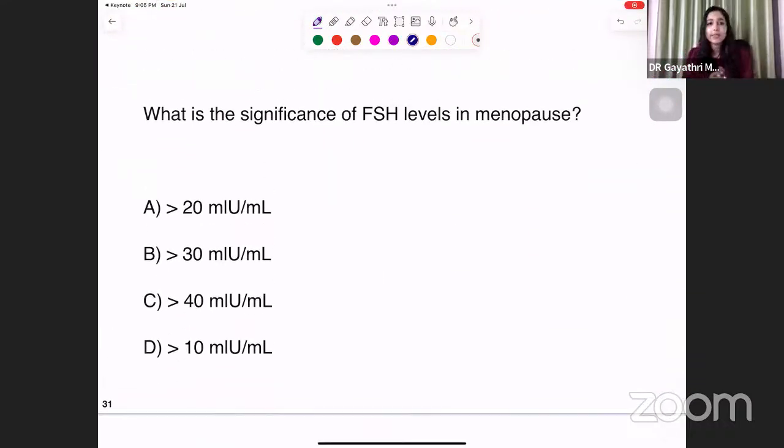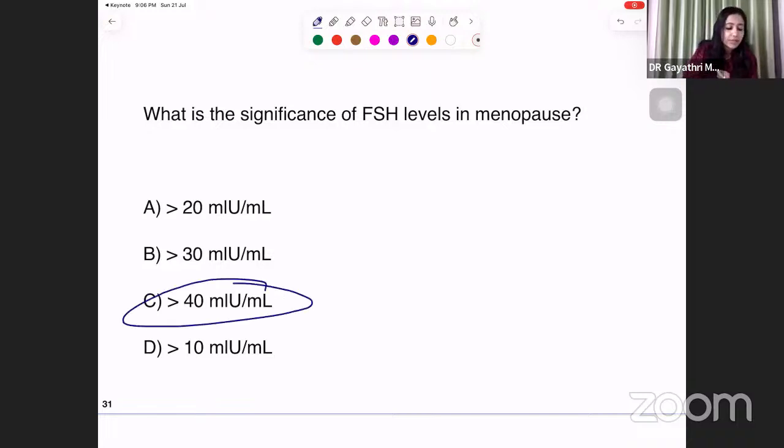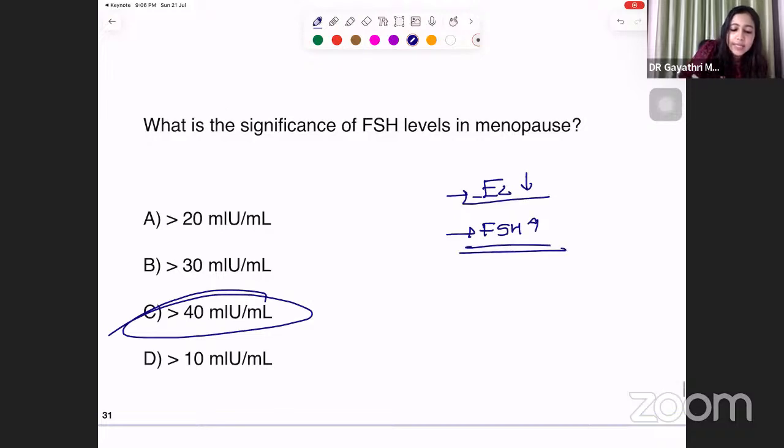What is the significance of FSH levels in menopause? Once you see a menopausal woman and check the FSH levels, you see that the FSH levels are increased. The levels of FSH are usually more than 40 in case of postmenopausal females. What about the levels of estrogen? You see that the estrogen decreases. FSH increases in postmenopausal females. The levels of estrogen are less than 20 picogram per ml, and the level of FSH is more than 40.